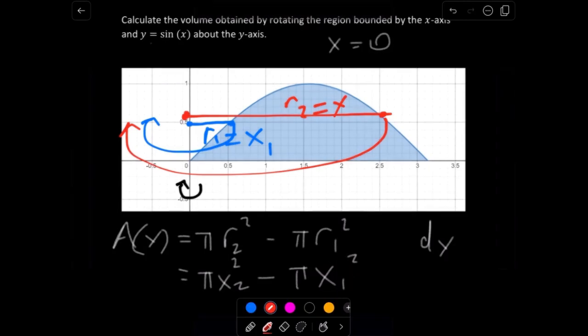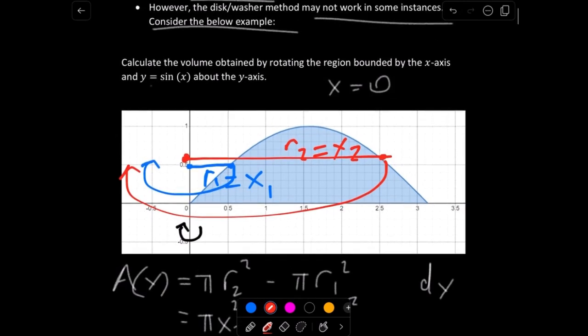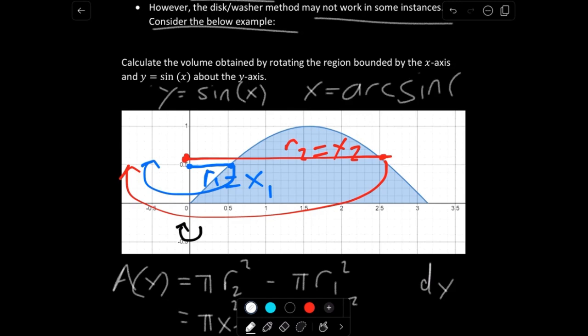So x1, x2. But my cross-sectional area needs to be in terms of y. So how do we convert from x to y? We are going to use our function equation. We have y is equal to sine x, so we need to solve for x. That means that x is equal to arc sine y. Now I'm going to pause here for a minute because I see that I'm going to have to substitute arc sine y in place of r, and then I'm going to have to integrate that. That immediately sets off alarm bells because, yes, while I can integrate arc sine y, it's going to be very difficult.